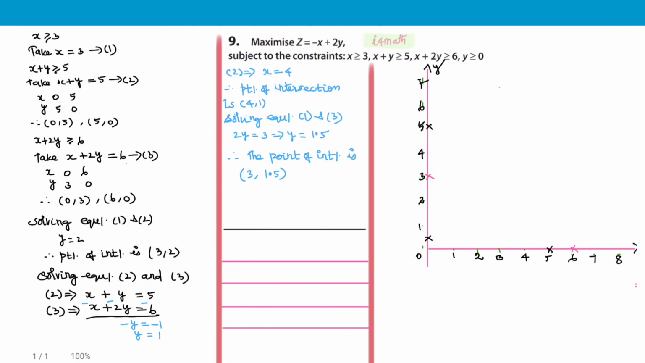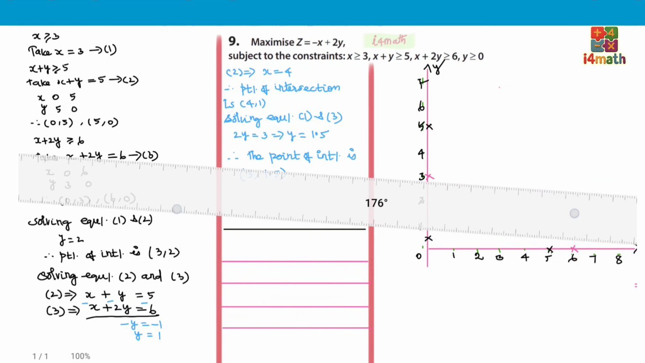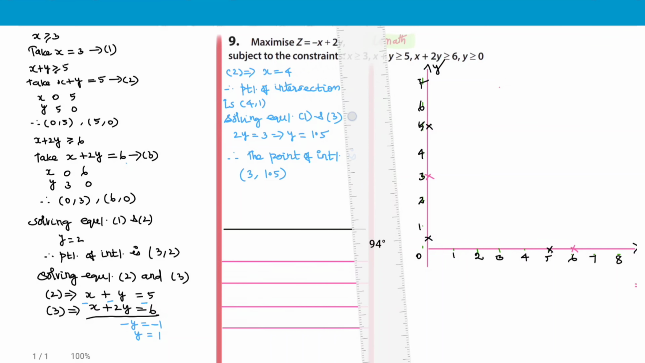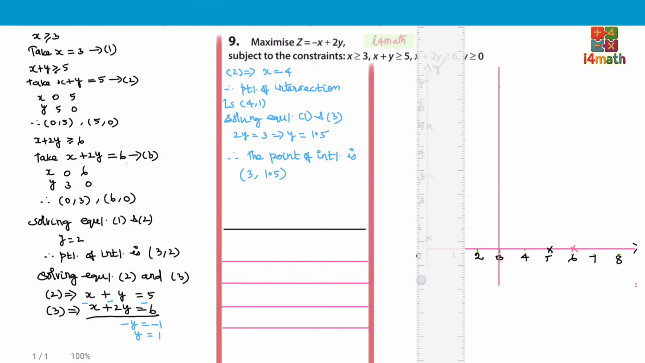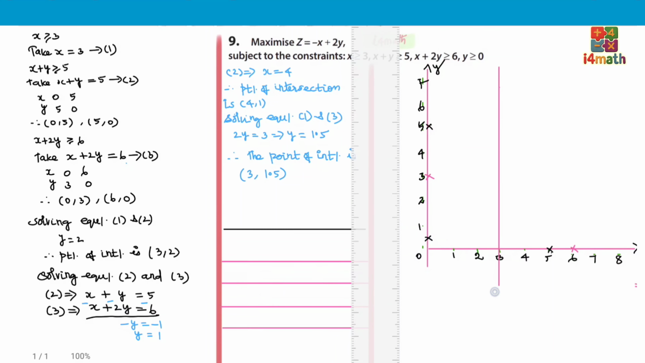You see the first equation, x is equal to 3. Let us draw the line x is equal to 3. So this is called x is equal to 3. And this is equation number 1.